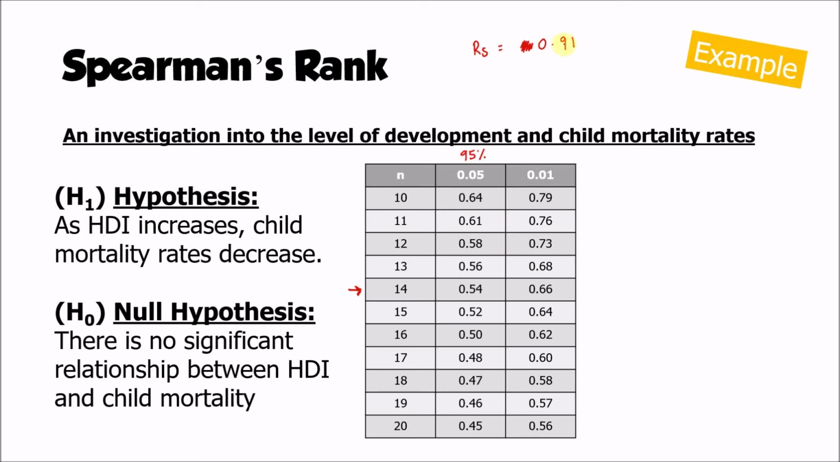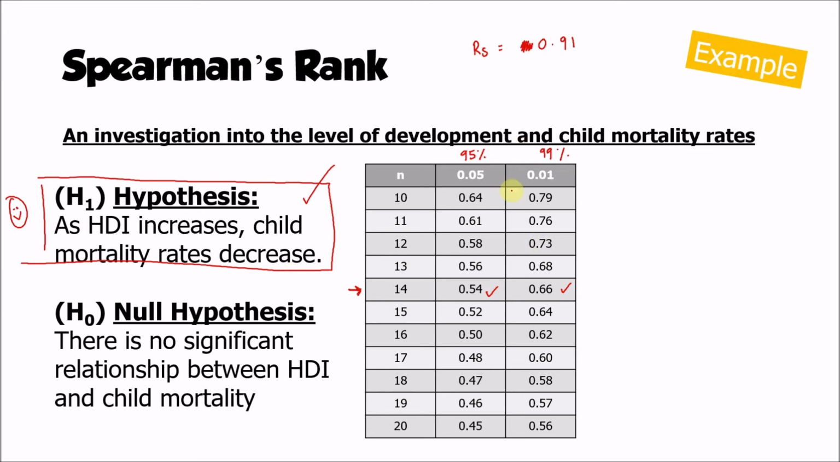So we're just thinking about 0.91 in relation to these numbers in the table. 0.91 is higher than 0.54, so we can definitely be 95% confident. And this value here represents 99% confident. And again, 0.91 is higher than 0.66. So as a result of that, we can accept our hypothesis. We can be very confident, 99% confident, that as human development index increases, child mortality rates decrease.